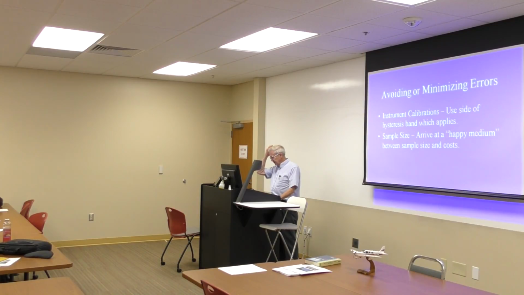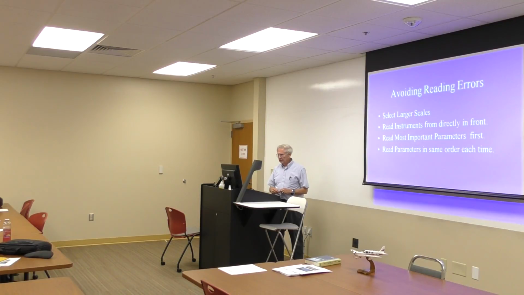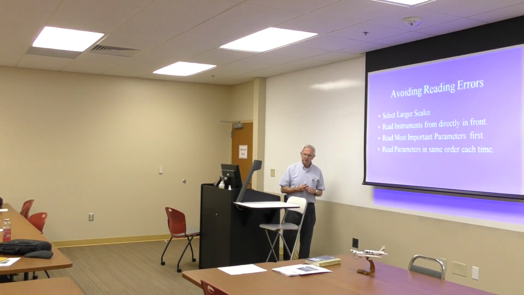So how do we avoid these things? Well, I've already talked to you about using the side of the hysteresis band, which applies to what data you're getting. Sample size: we'd like to get all the data we can get, but you've got to reach some happy medium, so you try to do that to minimize errors. Reading errors: select larger scales on the instruments if you can. Read instruments from directly in front of them if you're hand recording. Read the most important parameters first.